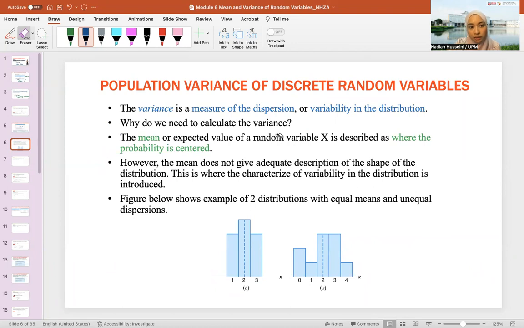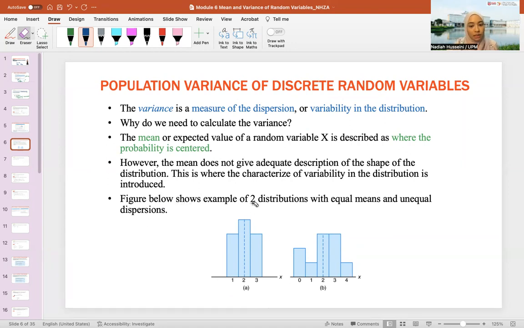Why do we need to calculate the variance? Because the mean or expected value of random variable X describes where the probability is centered. And that's great. Sometimes we need to know it. However, the mean does not give us an adequate description of the shape of the graph or the distribution. This is where the characterization of variability in the distribution is introduced. So this is why we need variance, because I'll tell you in a bit.